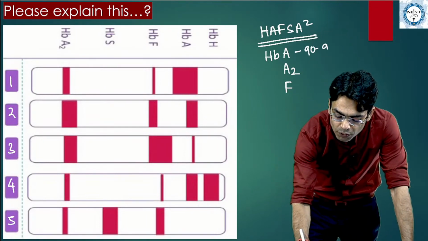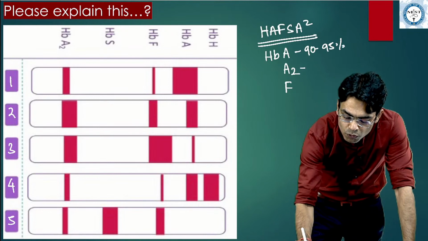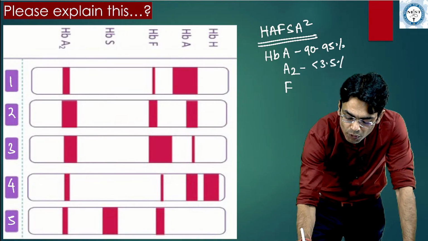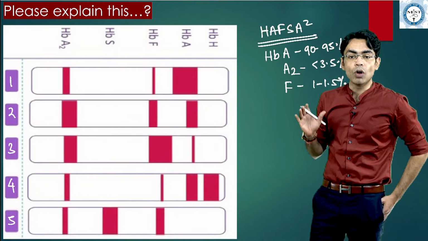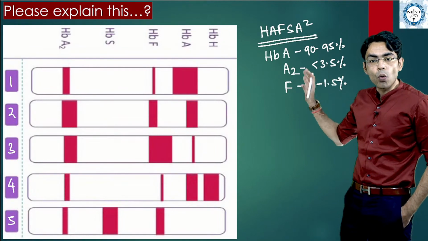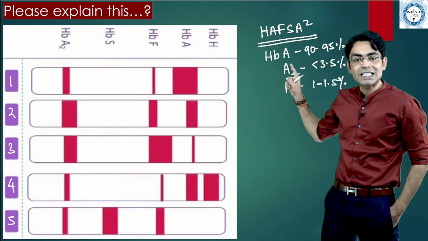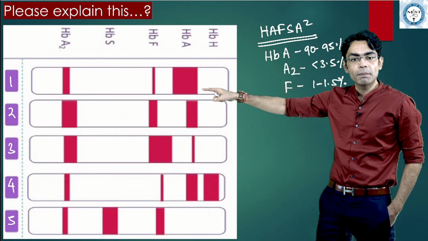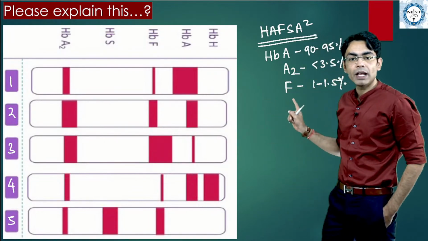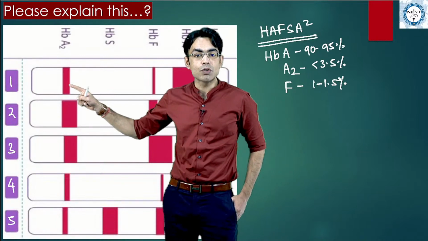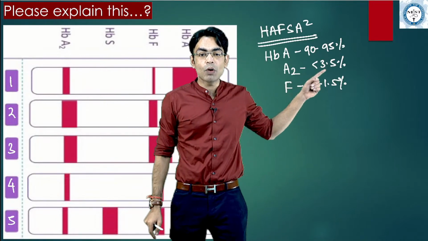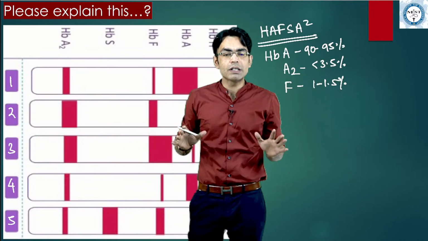What is the normal finding of these? Hemoglobin A is around 90 to 95%. A2 is less than 3.5% and F is anywhere from 1 to 1.5%. So this is what we have normally inside us. If you correlate this with this, maximum is hemoglobin A, and you are getting hemoglobin A. Minimum is hemoglobin F, and you are getting minimum hemoglobin F here. And likewise, this hemoglobin A2, which should be less than 3.5%. So it looks that way only.